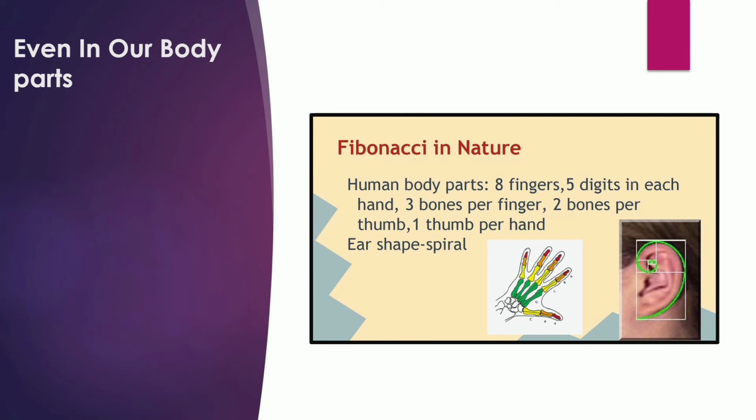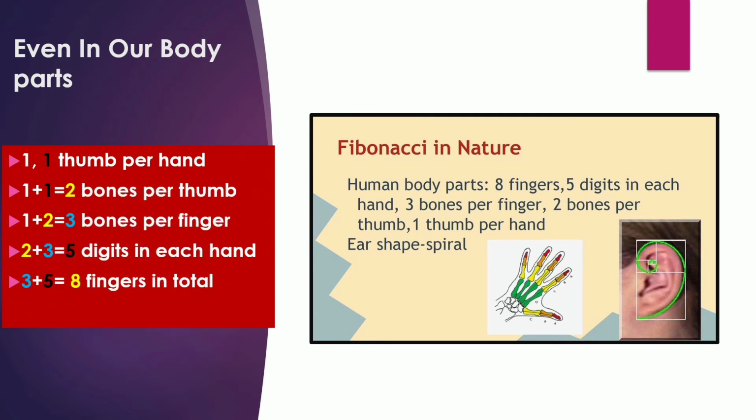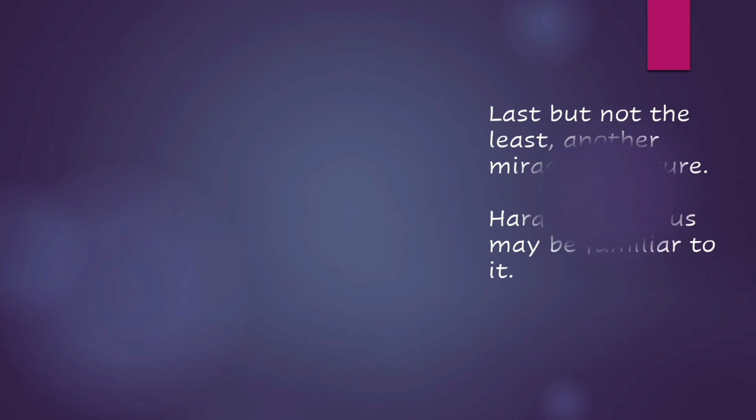Even in our body parts, Fibonacci has been used by nature. 1 thumb per hand, 1 plus 1 is 2 bones per thumb, 1 plus 2 is 3 bones per finger, 2 plus 3 is 5 digits in each hand, and 3 plus 5 is 8 fingers in total. And even our ear is in the shape of a spiral. So even our body parts include the Fibonacci pattern.